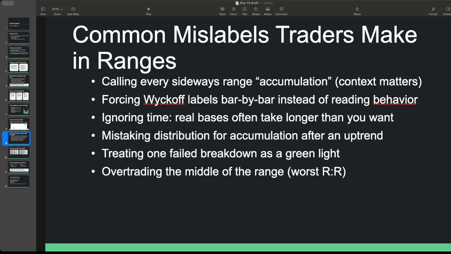So some common mislabels and mistakes that some traders make. Number one, calling every sideways range an accumulation. Right? That's a big mistake. Just because price is basing after a downtrend, it doesn't mean it's an accumulation. Sometimes price could be basing because it is setting up for a leg lower.